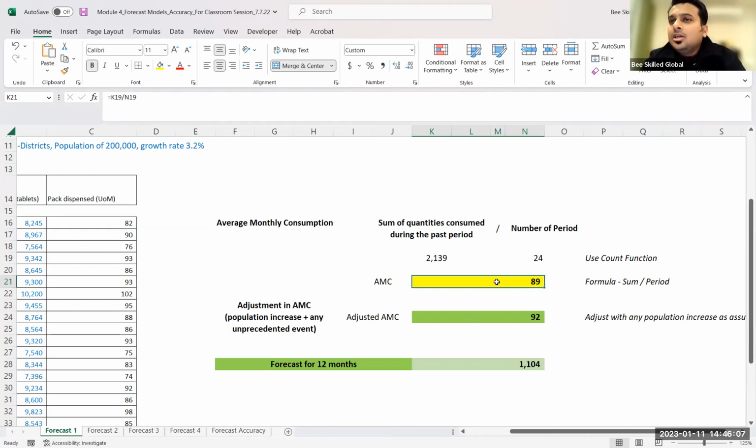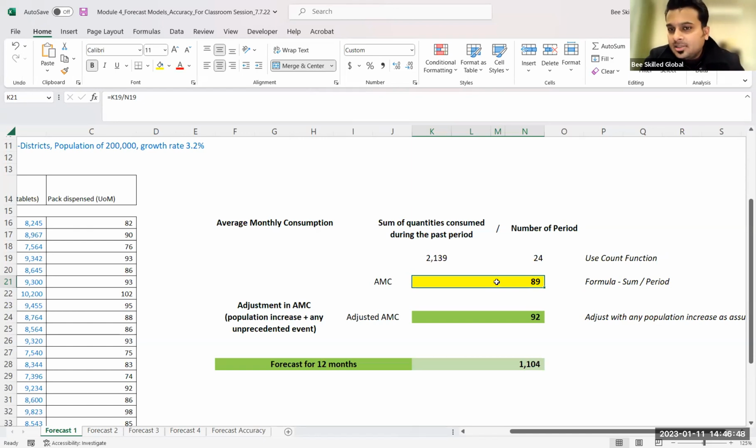Now, when we are preparing forecasts, we always need to make some assumptions, because we are predicting events in the future and no one knows the future. We can make assumptions, but we need to make sure that we record them. In this particular case, the assumption is that there will be an increase in population in the next year. We know that the growth rate is 3.2%, and we take this as a proxy to say that the consumption will also increase by 3.2%. It's a proxy, it's an assumption.